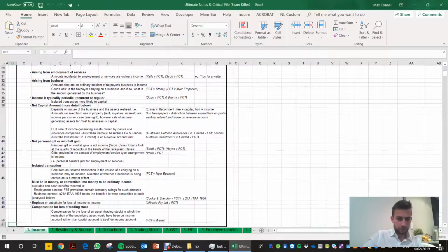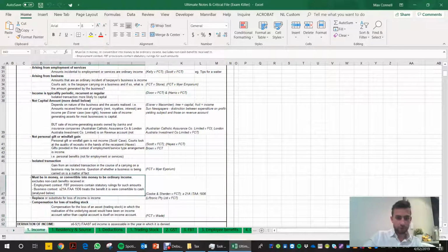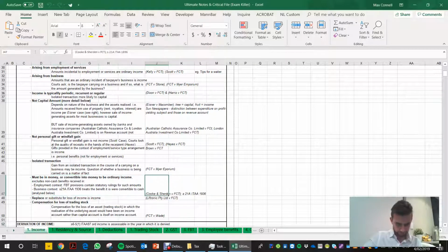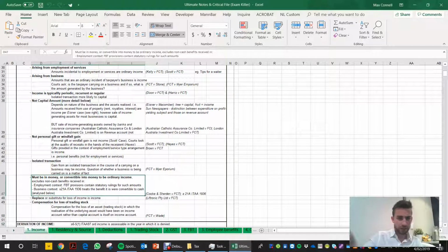Okay, so moving on. So money must be in money or convertible into money to be ordinary income. So non-cash benefits. It excludes non-cash benefits received in employment contexts because FBT covers that, which we'll be doing in a later topic, and in a business context. So there's this very small question that you might get a few marks on, which is about Section 21, which covers the benefit if it was convertible to cash. We'll talk about that a little bit later.